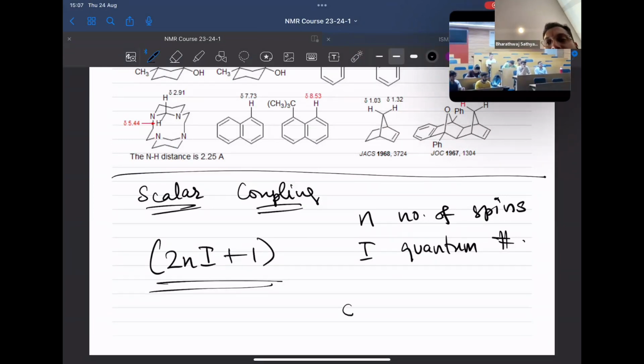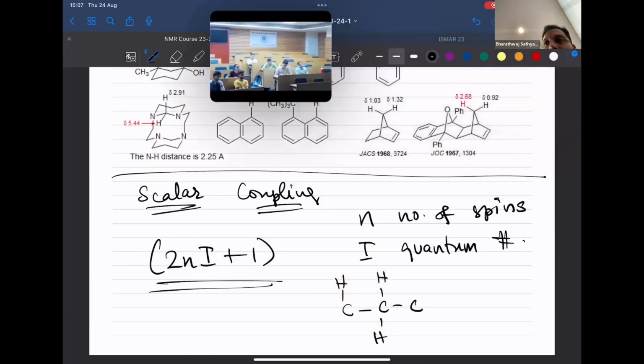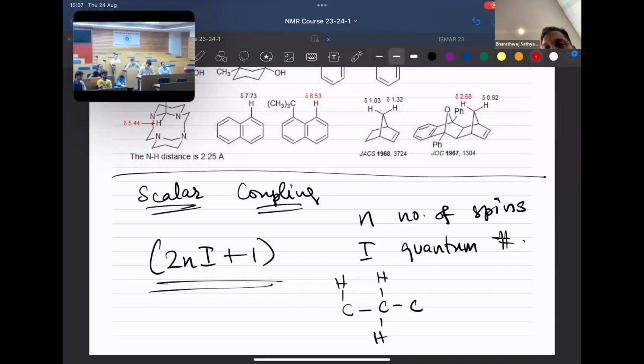Meaning that, let's take an example. This is the problem that was given to you in your quiz. Let's say this is the situation you're looking at. What will be the multiplicity of this proton with respect to two identical protons that are present? So how would one end up calculating it? It will be more like, for this proton, 2 times n is 2, where n is the number of protons that couple with it.